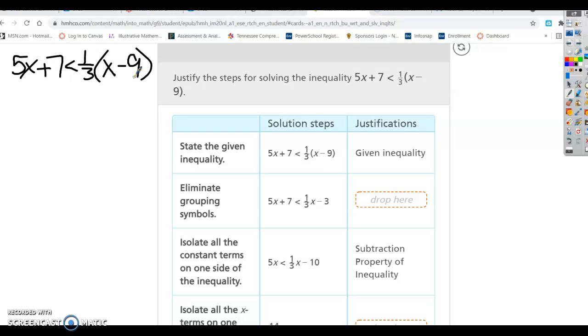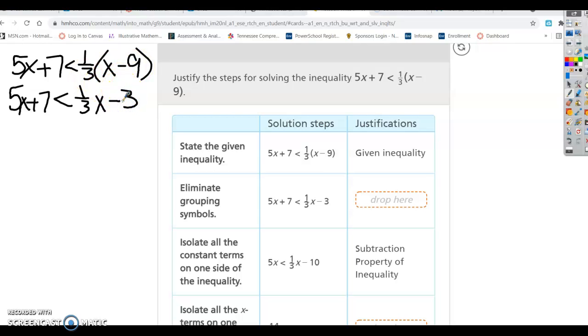All right, so again we have parentheses, so that means we have to do distributive property. So let's just bring the left side down. And then 1/3 times x is 1/3 x, and 1/3 of 9 is 3. So a positive and a negative is a negative 3.